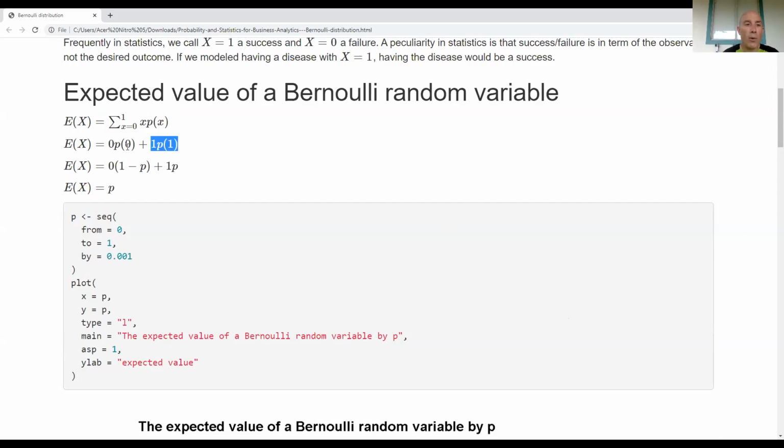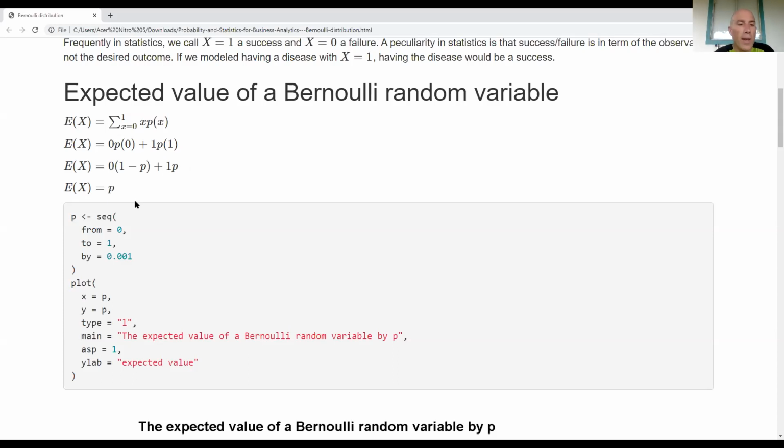Well, the probability of 0 is 1 minus p. Boom, we've got that. And the probability of 1 is just p. Boom, we've got that. Now, 0 times anything is 0, so we can drop that. And this is 1 times p, so it's just p. Boom, we've got it.